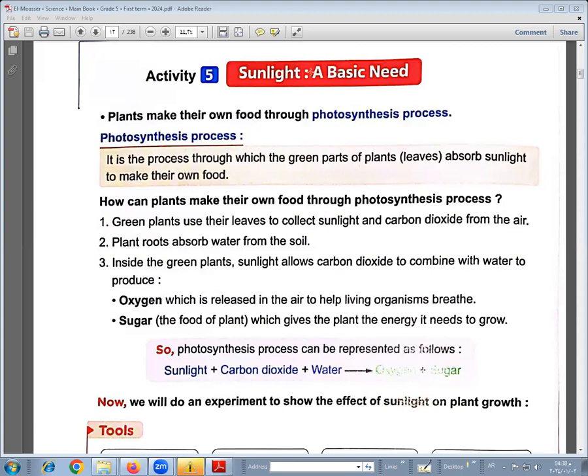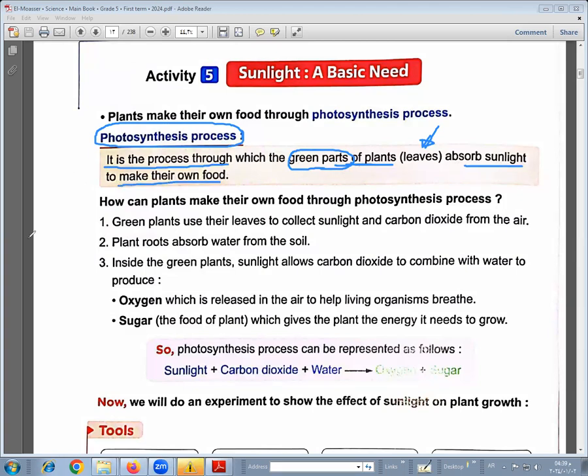Today we'll talk about what is the meaning of photosynthesis. Photosynthesis is a process found in plants, only in green plants. So what is the meaning of photosynthesis? It is the process through which the green plants, and specifically the green parts of the plants, which are called leaves, absorb sunlight to make their own food.